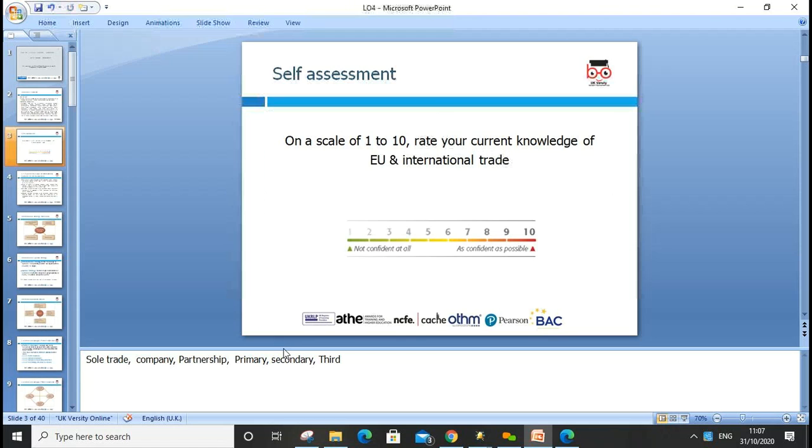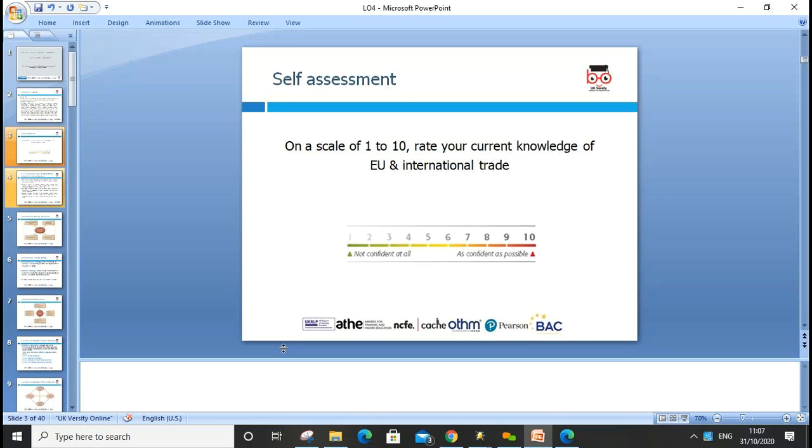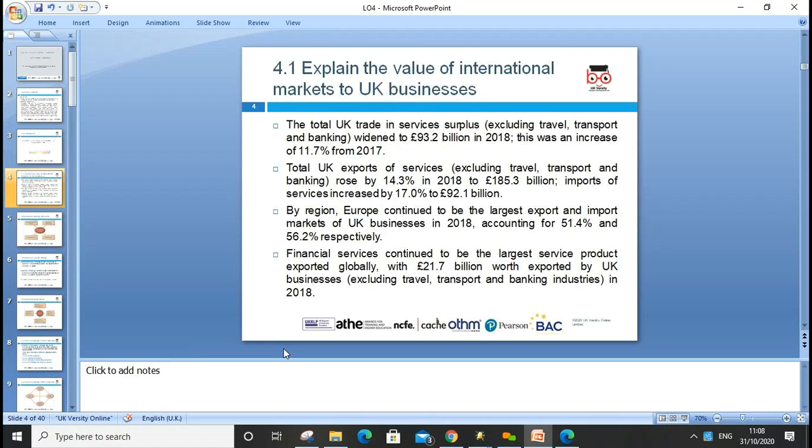EU and international trade. So what do you know about it? You can rate yourself from 1 to 10. In the previous lessons we discussed primary and secondary markets, the primary sector and secondary sector. Now we're linking to the EU and the various trading blocs and international trade. So your current knowledge, please. Have you ever worked in international trade or international import and export, and are you aware of the impact and the rules behind them? On the basis of this, you can rate yourself.